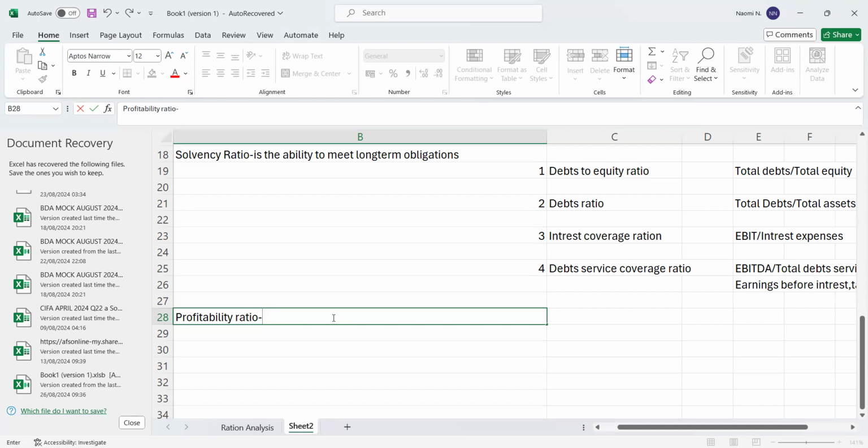And what have we said on profitability ratio analysis? It just measures the ability of the company to generate profit and measure its overall profitability. Very simple.